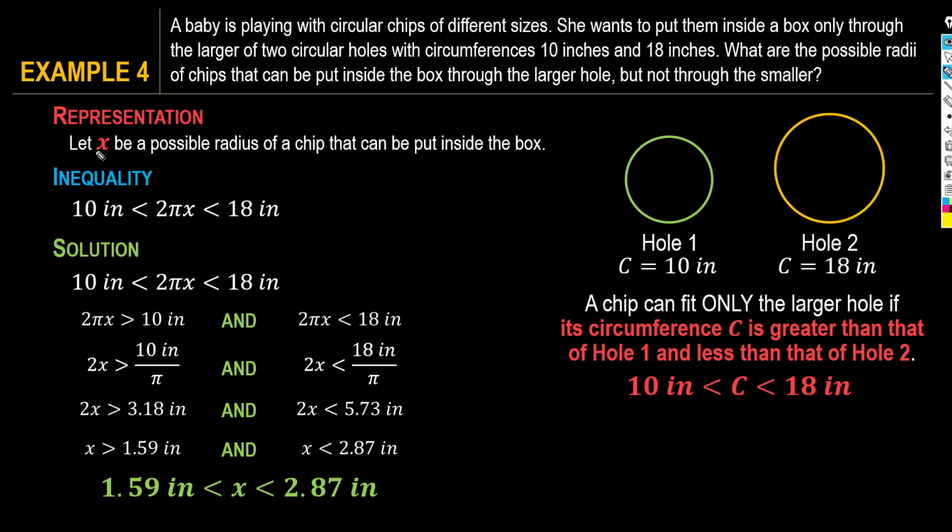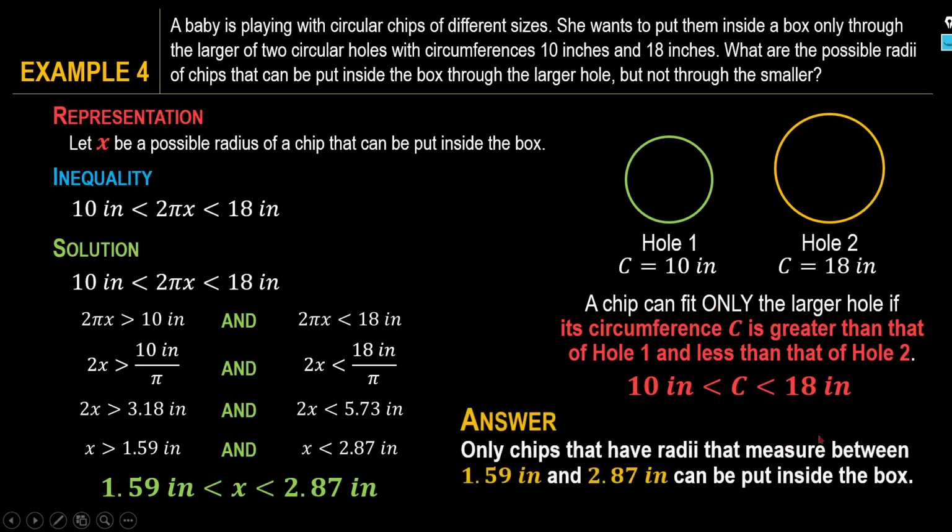So, again, x is a possible radius of the chip. So look at this final solution set. x is greater than 1.59 inches but less than 2.87 inches. Para magkasya siya sa hole 2 but not in hole 1. That is my final answer. Only chips that have radii that measure between, meaning hindi kasama yung 1.59. Sir, bakit kapag 1.59? Kasi 1.59 inches ang radius ni hole 1. Kung yun din ang radius ng chip mo, papasok ba yun? Hindi, di ba? Masa-stuck lang siya dun.